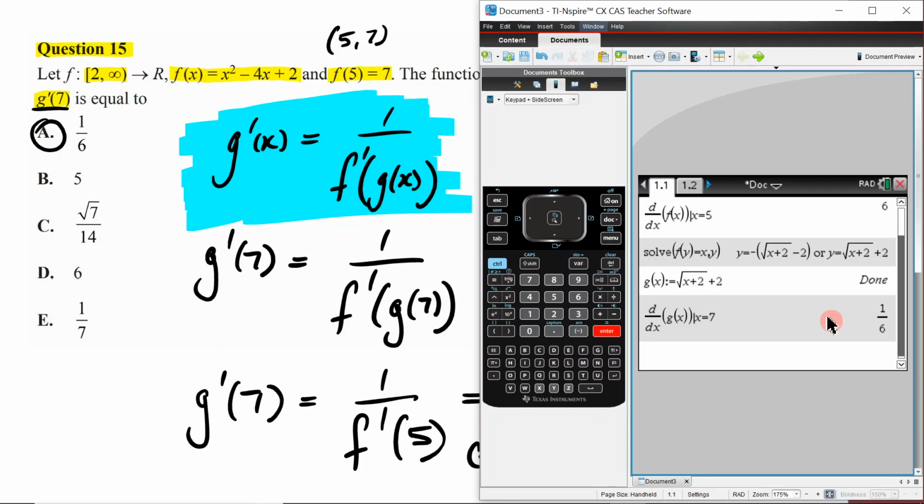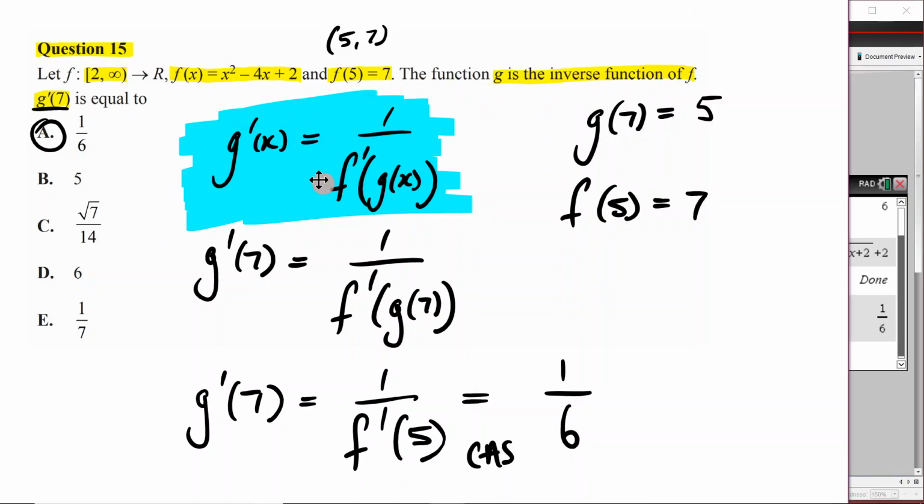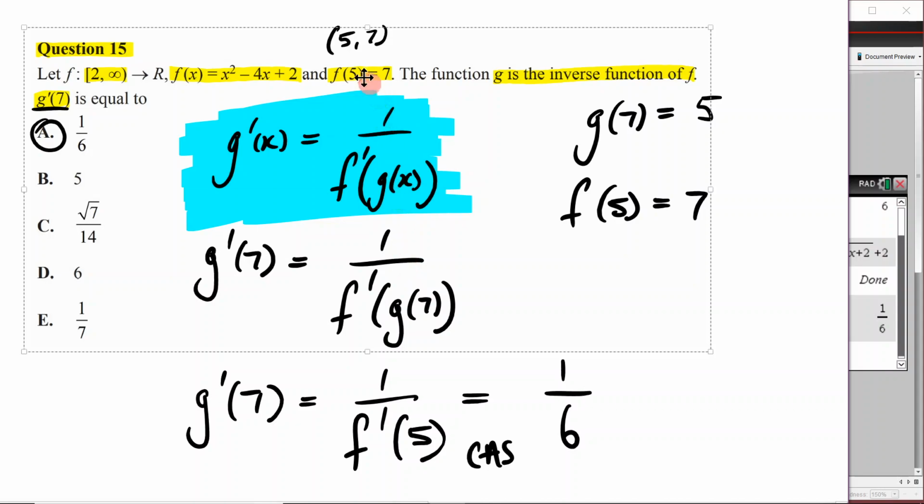So that's another way to do it. That's going through the long way: you're given the function, we found the inverse, we differentiated it, we let x equal 7, and we get our answer. Now, the question doesn't expect you to do it that way. The question expects you to do it this way, and the reason I know that is because they give you that point right there.